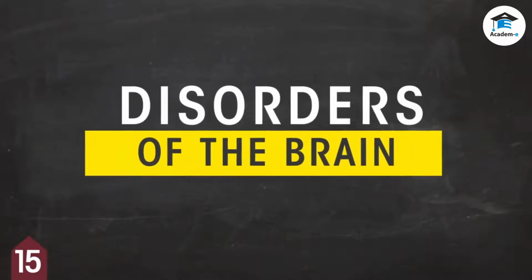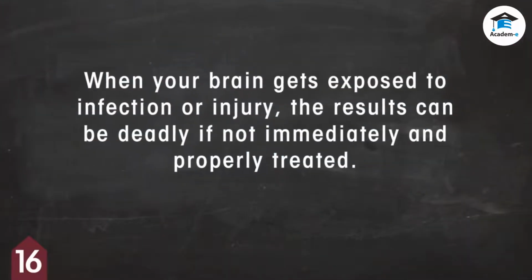Disorders of the brain. When your brain gets exposed to infection or injury, the results can be deadly if not immediately and properly treated. Here are some examples of brain disorders that may result from brain infection, injury, and unhealthy conditions.